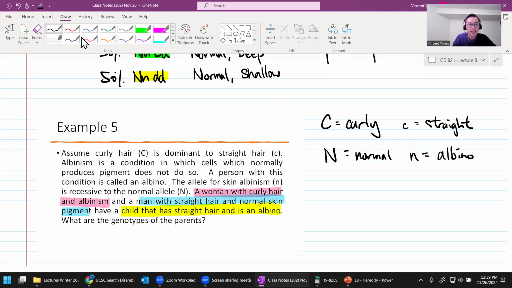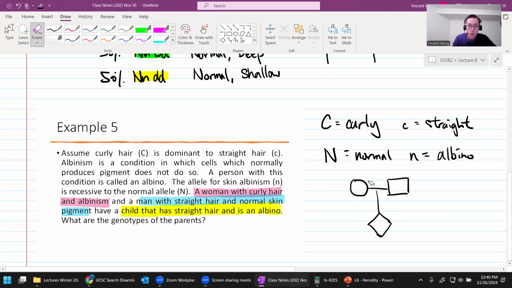Okay, so to organize the information, we can draw a pedigree, simple one. That's the mother, that's the dad, and then they didn't tell us whether the kid is a boy or girl, so we just put a diamond.